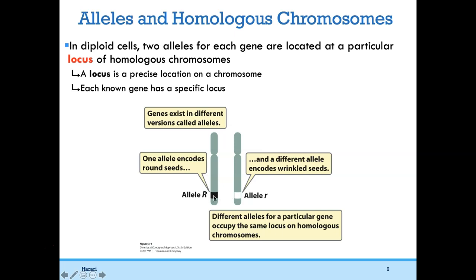But since these are both alleles of the same gene, they're going to be at the same locus of homologous chromosomes. So this chromosome came from mom, this one came from dad. Let's say this is chromosome 1 from mom, chromosome 1 from dad. You're both going to have the same gene in the same location, but the allele can be different, right? One could encode for round seeds, one could encode wrinkled. Just like, if it's the hair gene, one could encode for straight hair, one could encode for curly hair.